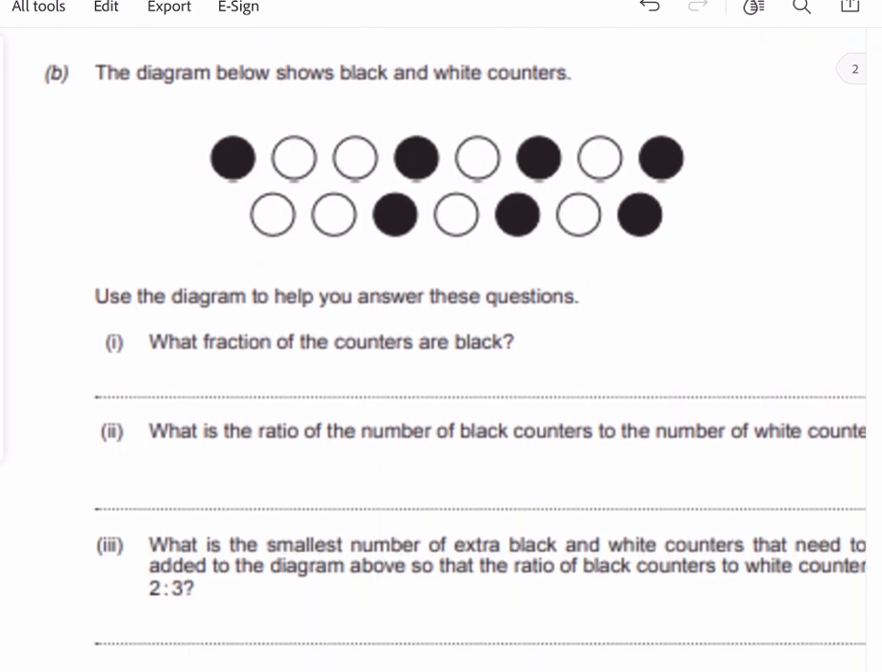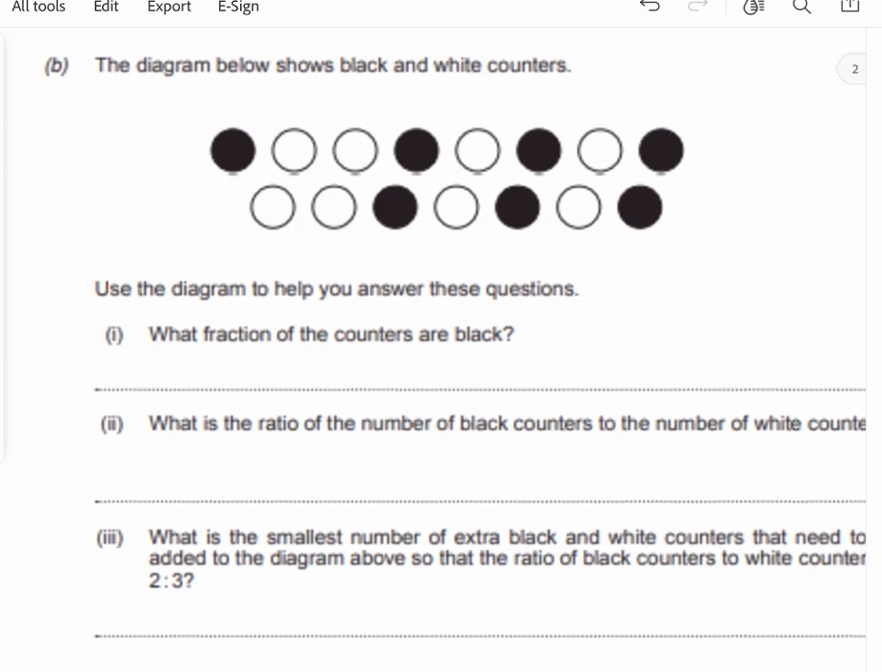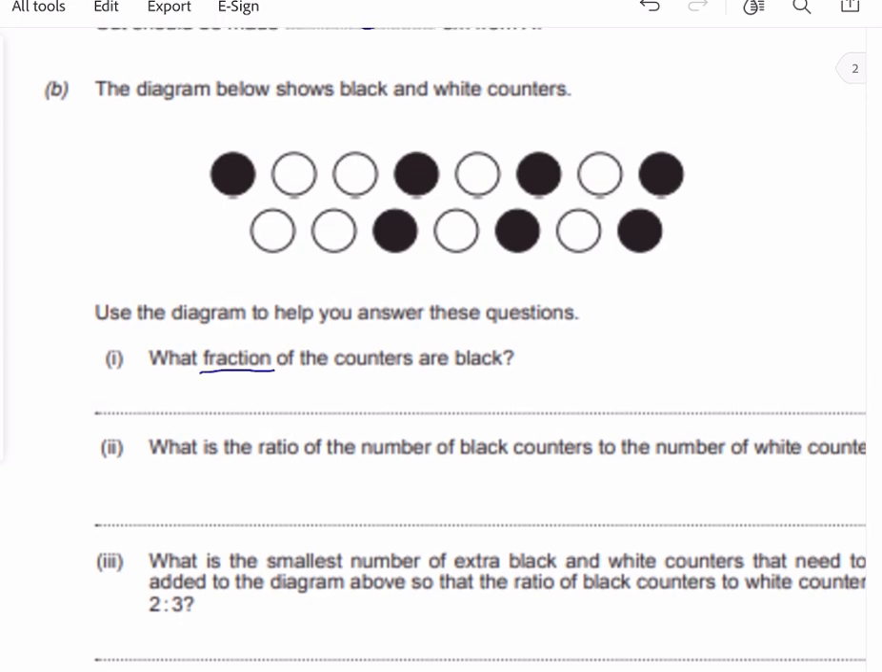Okay, next question. The diagram below shows black and white counters. So we need to write what fraction of the counters are black. So we know fraction is black out of all of them. So let's count all of them. 15 in total, black and white, and the black ones 7. So 7 out of 15 we're going to write as a fraction, 7 over 15.